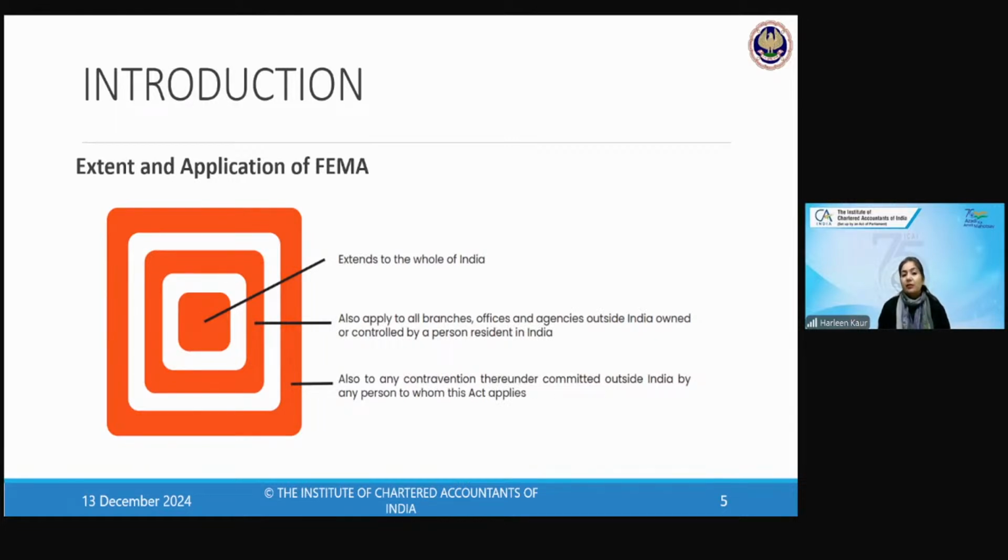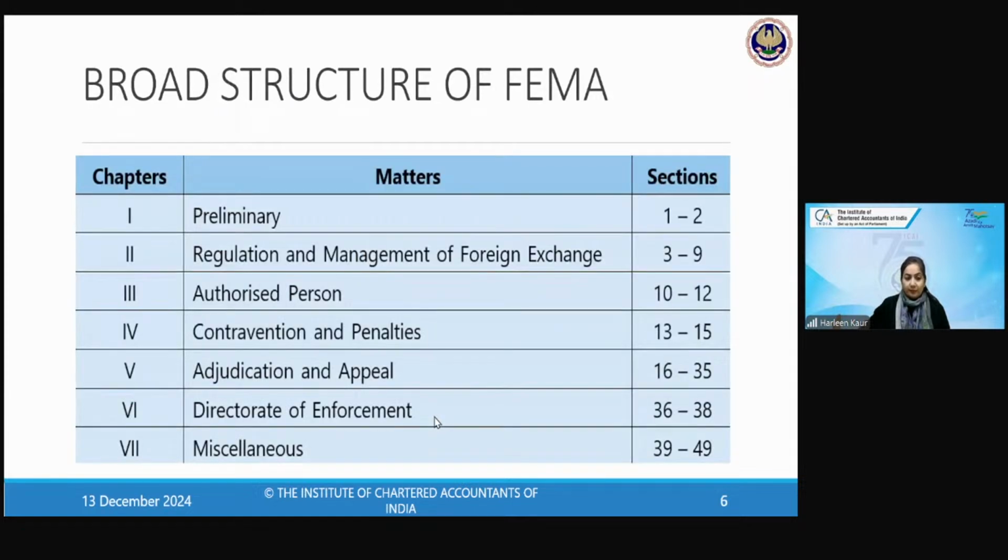It is applicable because any branch office set up outside India is being controlled by a person who is a resident in India. All right. And to any contravention committed outside India, this Act also applies. Penalties will be charged accordingly.